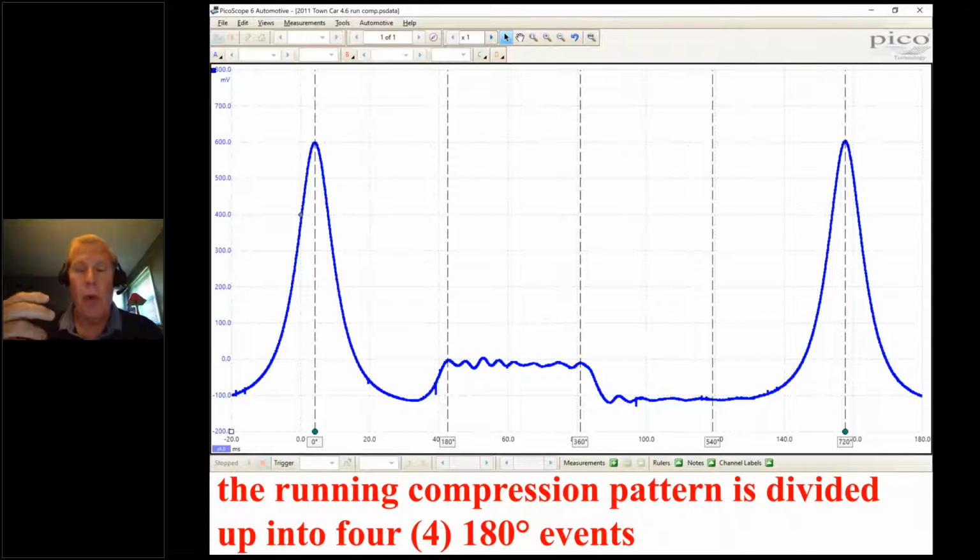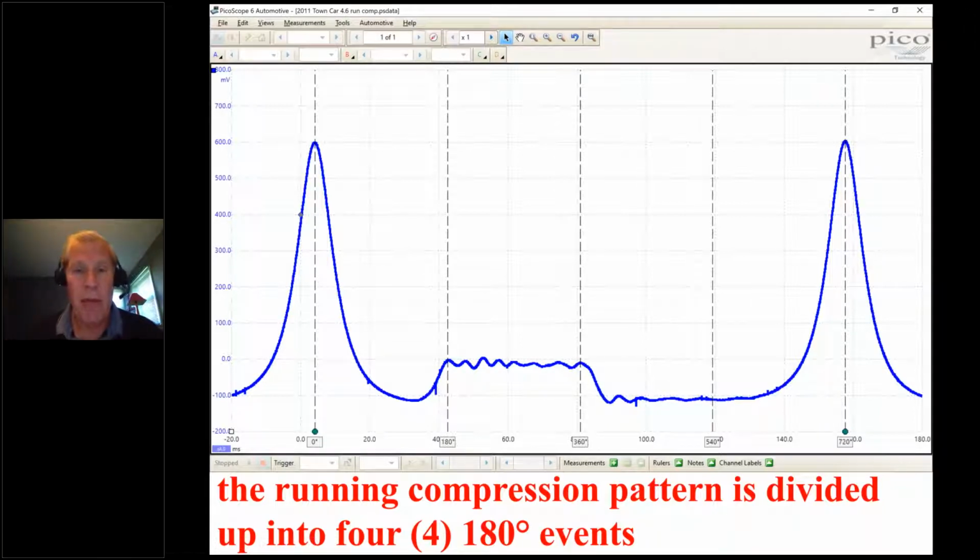So there are a few ways to do that, but one way from an instructional viewpoint would be to save the screen and bring it into a PowerPoint and create your own rulers within a PowerPoint. Something that I did many, many years ago before Pico added this feature. So I have broken this up into 4 180-degree events. So that's my 0, 180, 360, 540, and then back to 720. So those are my 4 equal events.